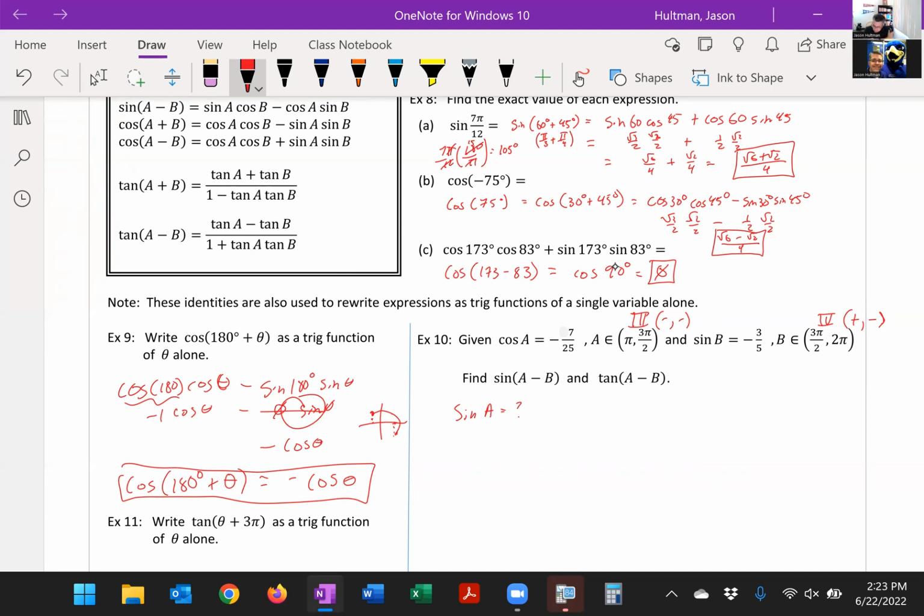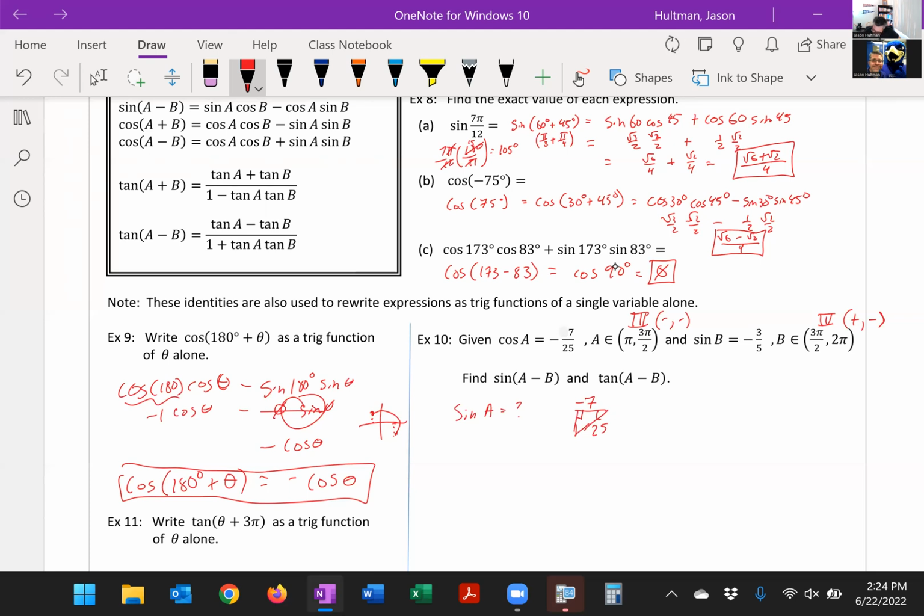Okay, so I have to set up a triangle. This triangle is in the third quadrant, so I'm going to look at it like this. And I know cosine is adjacent over hypotenuse, so this is negative 7, and this is 25.